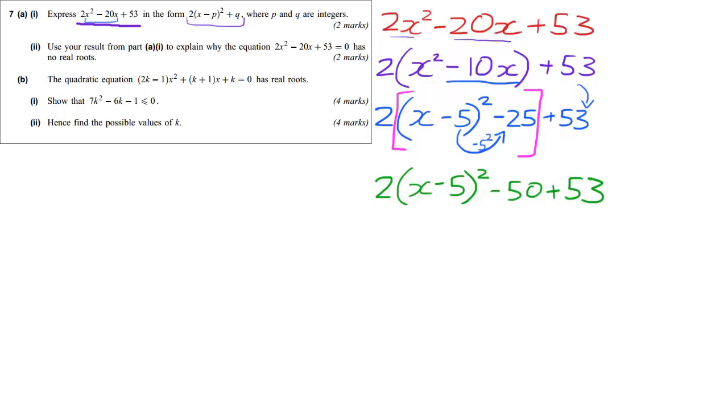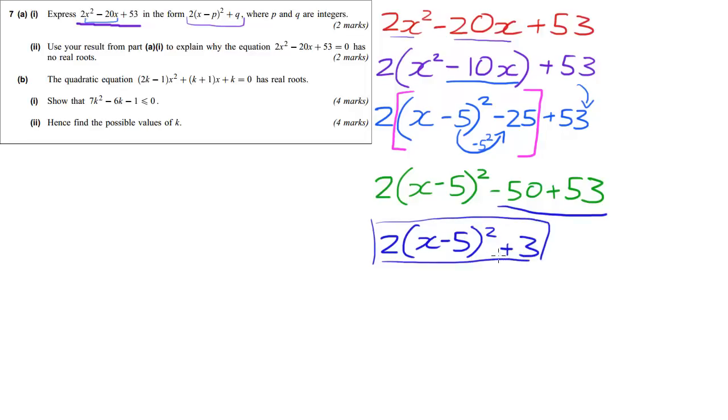And then the last step is obviously to just put these two together. So we get 2 of x minus 5 all squared plus 3. That is our answer. That is the form they wanted it. So let's move on and do the second part of this question.